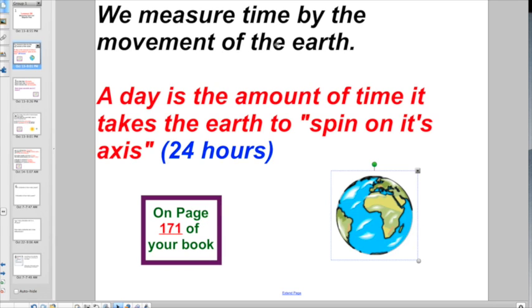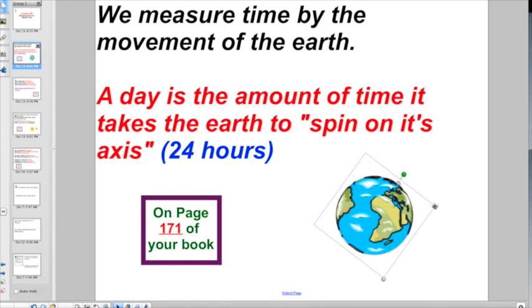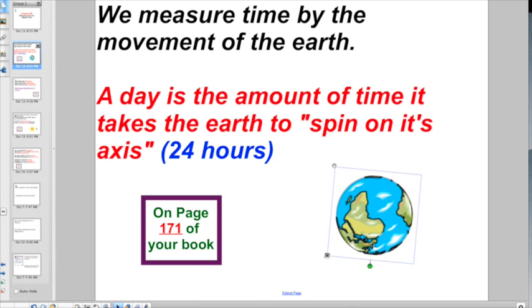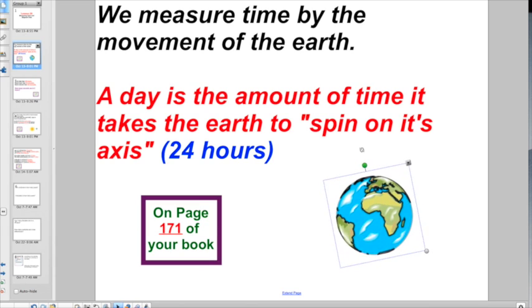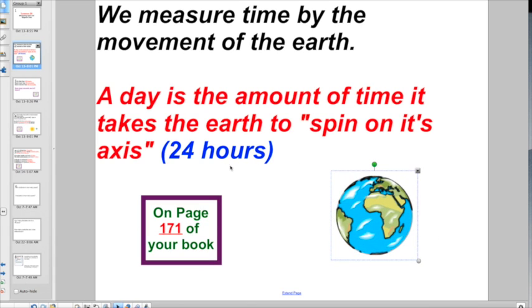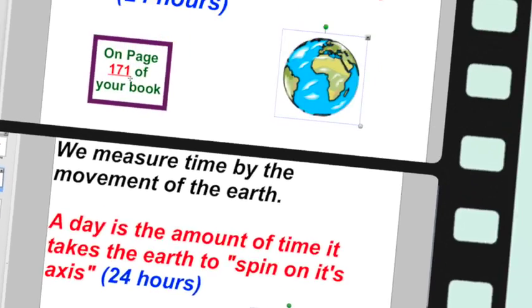by the movement of the Earth. And a day is the amount of time it takes the Earth to spin on its axis. That amount of time is 24 hours. And what they mean by spin on the axis is just rotate one whole time all the way around. That's spinning on its axis. That's 24 hours in one whole day. If you need to go back at this information, it's on page 171 of your book.